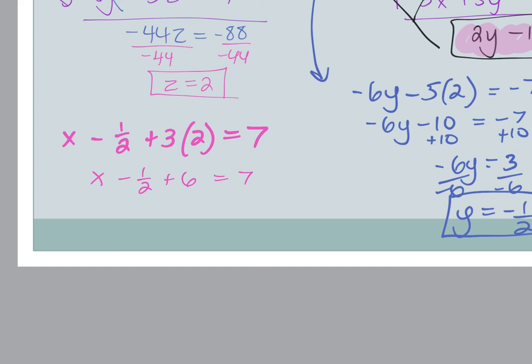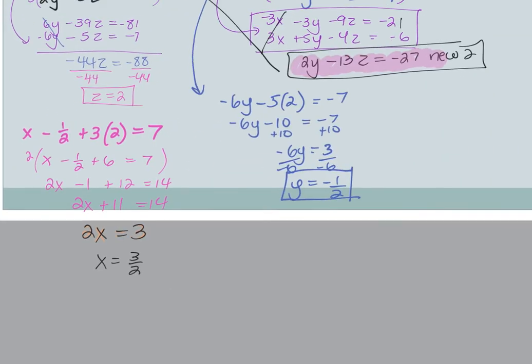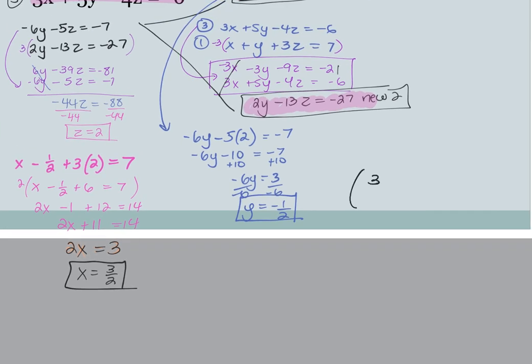I can keep my fraction, or I can multiply everything by 2 to get rid of it. 2x minus 1 plus 12 equals 14. It's still going to come back at the end, but it's fine for the time being. 2x would equal 3. Oh, that's so hard to read, sorry. And x would equal 3/2. So my solution set is 3/2, which is the x, negative 1/2, which is the y, and the z, which was 2.